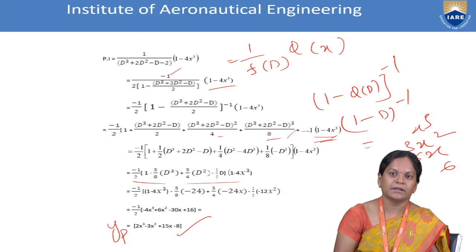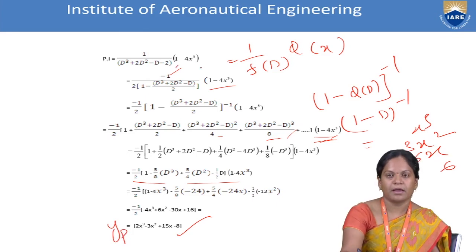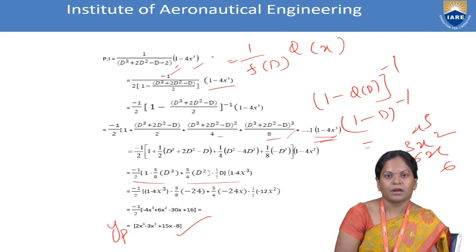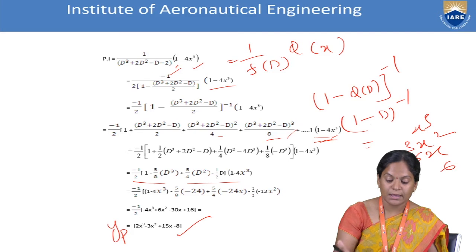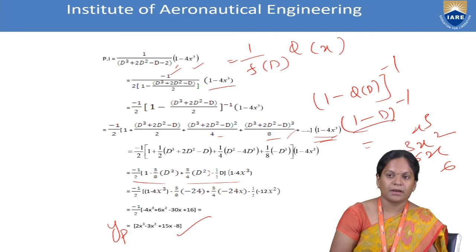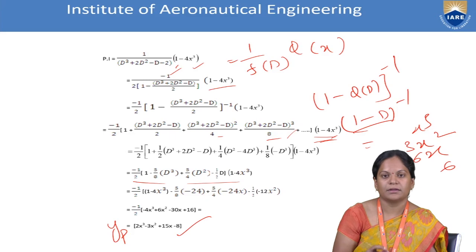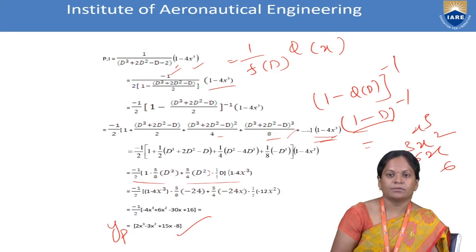Sometimes we have to split and we can take the solution yp also. Take 1 separate and 4x cube separate and write 1 by f of d like 1 plus or 1 minus something. In this case, we have 1 minus d whole inverse. 1 minus d whole inverse means both the terms are minus. So we have 1 plus d square plus and so on. All the terms are positive. So after simplification, you will get 2x cube minus 3x square plus 15x minus 8.